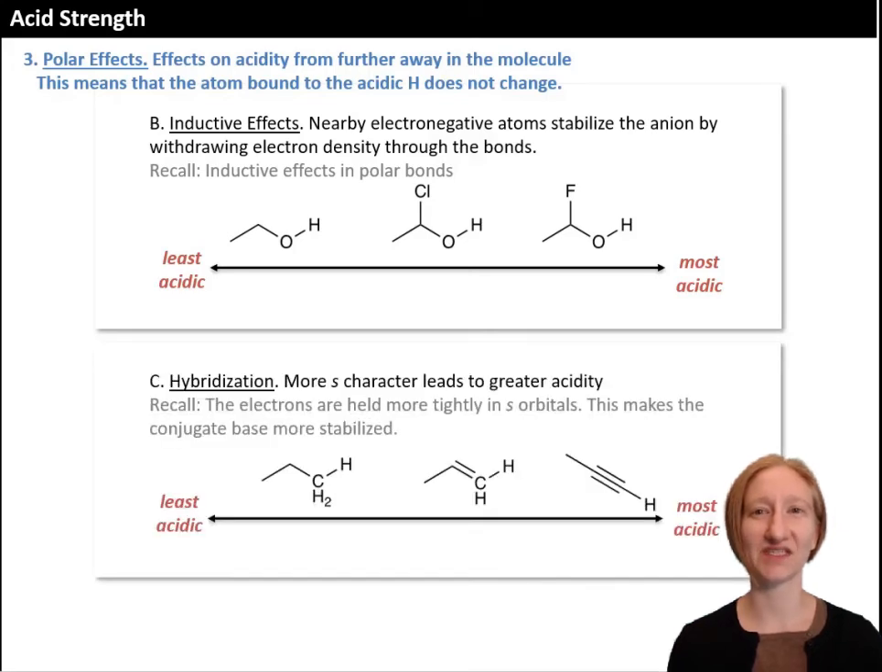Finally, differences in hybridization can also influence acidity. In general, more s character of the atom that bears the negative charge leads to greater acidity. That's because electrons are held more tightly in s orbitals, and so the negative charge or electron density of the conjugate base is more stabilized by that s character. So alkynes will typically be more acidic than alkenes, which are more acidic than alkanes.